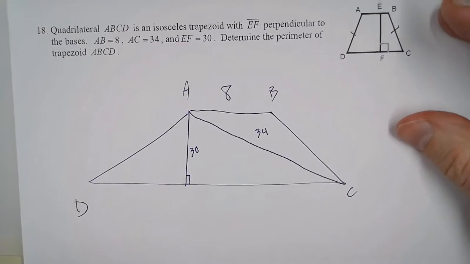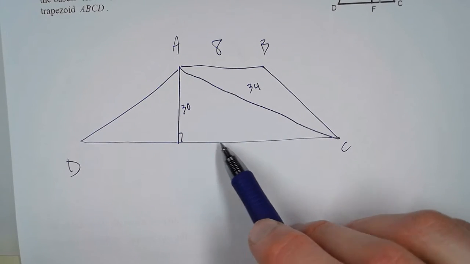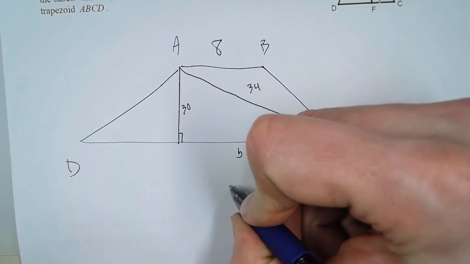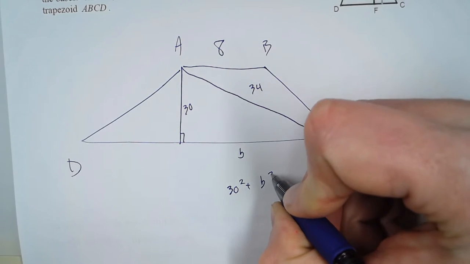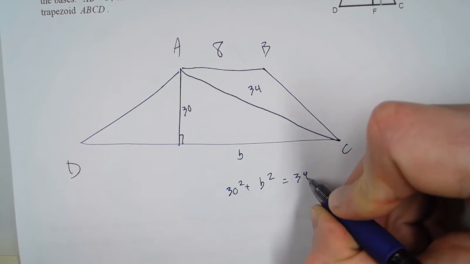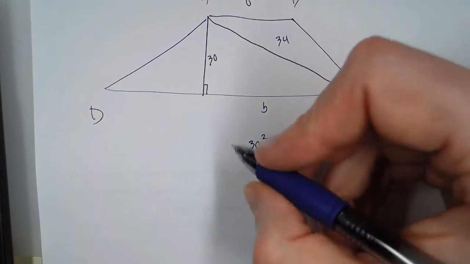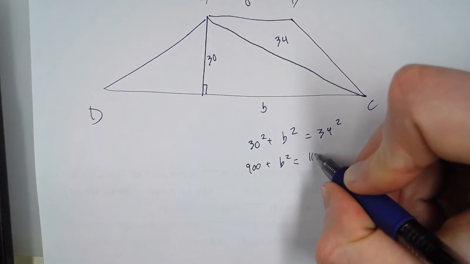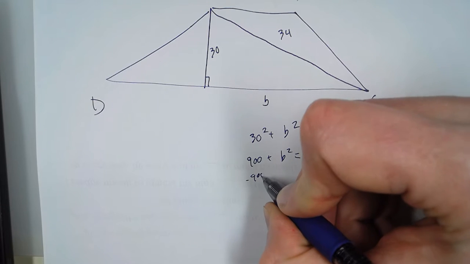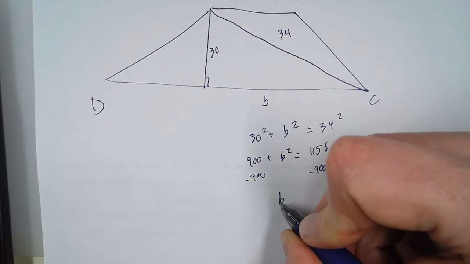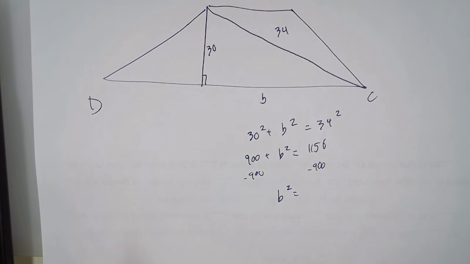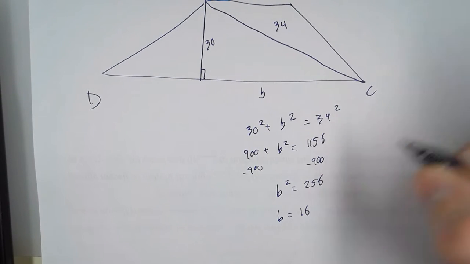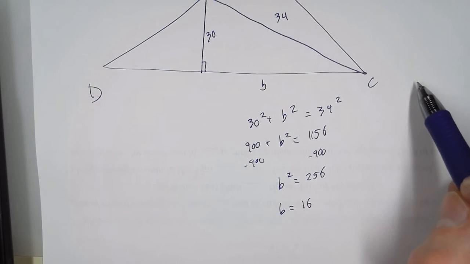to be 30. And so what I can do is use the Pythagorean Theorem to find this portion of the base. It's not the entire base, but it's a part of it. So 30 squared plus b squared equals 34 squared. So 30 squared is 900 plus b squared equals 34 squared is 1156. So we subtract 900 over to the other side, and we get 256. So that means b has to equal 16.